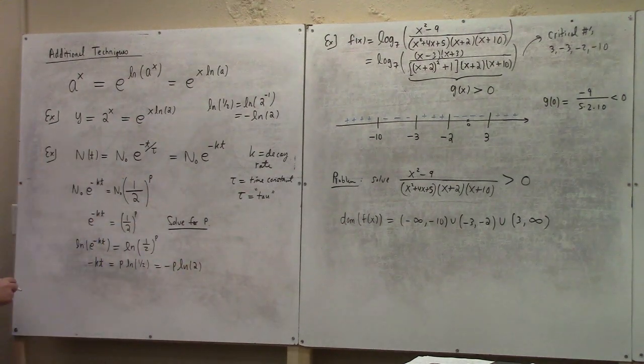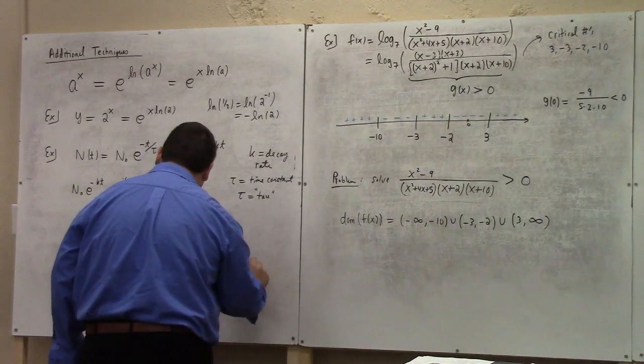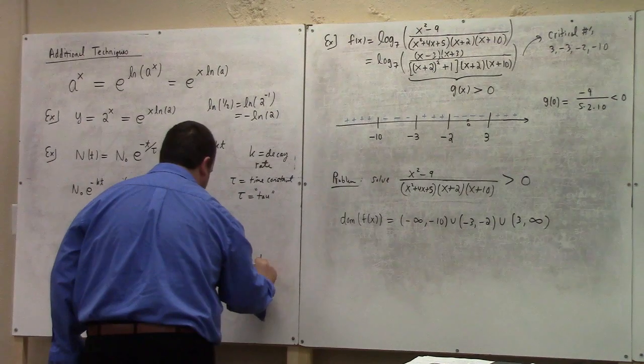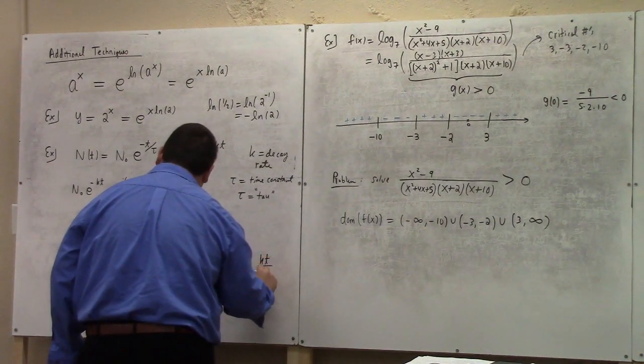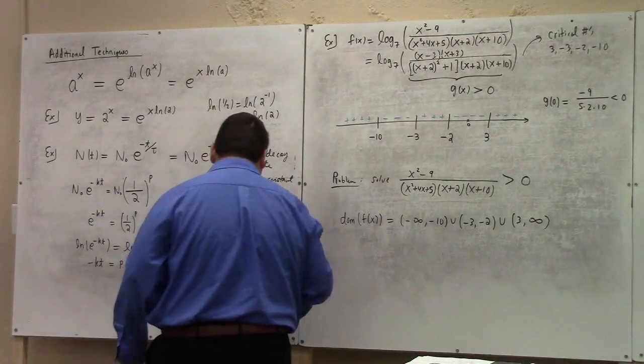So what's my p equal to? P is actually equal to kt over the natural log of 2. There's a minus on both sides.